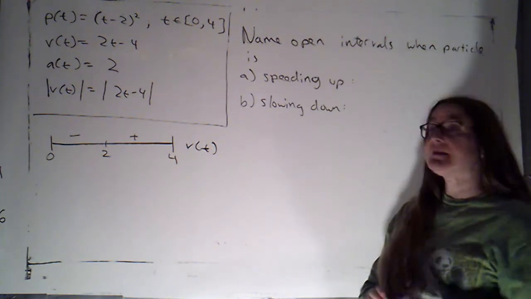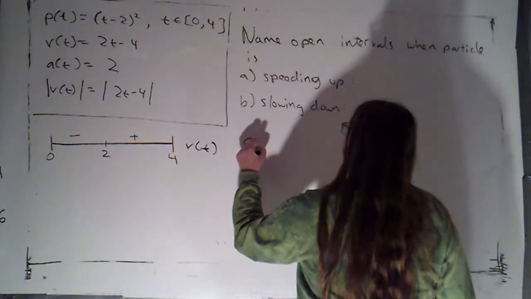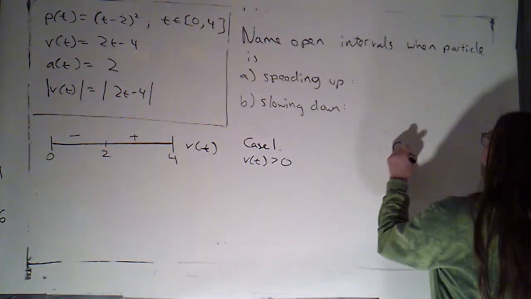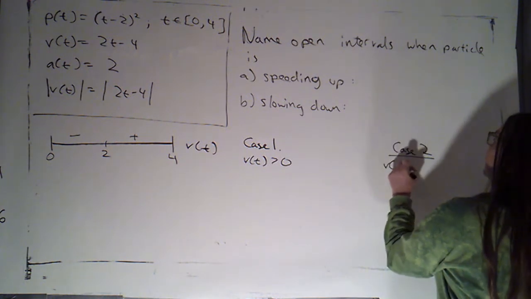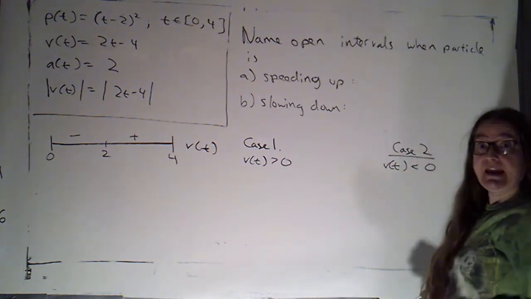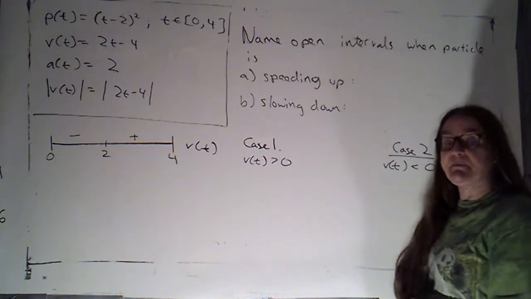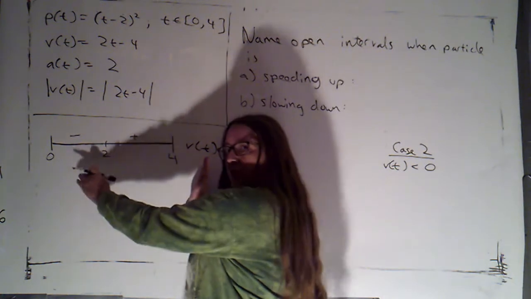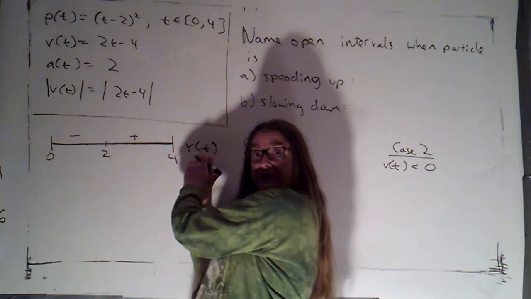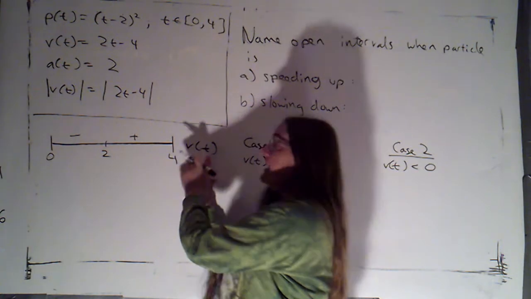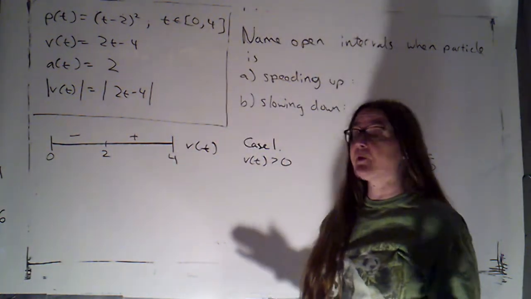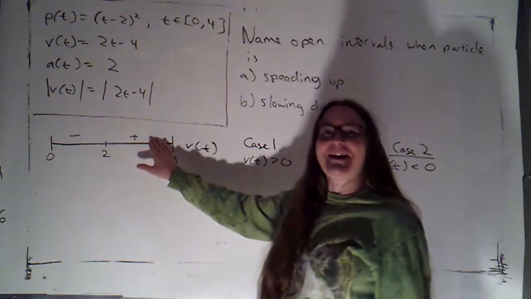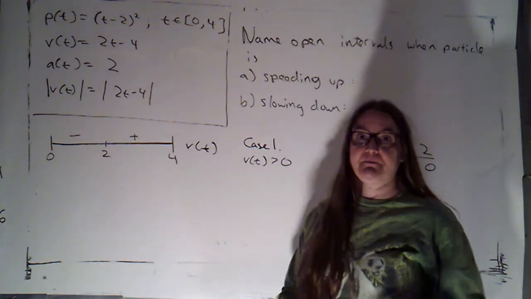So I need to break this up into two cases. Case 1, the velocity is positive, and case 2, the velocity is negative. And let's see what it means to be speeding up in those two cases. I've also put up here on the board this number line where we had recorded the sign of the velocity, so that we can see that for this particular problem, we do have a time where the velocity is negative and another time interval where the velocity is positive.